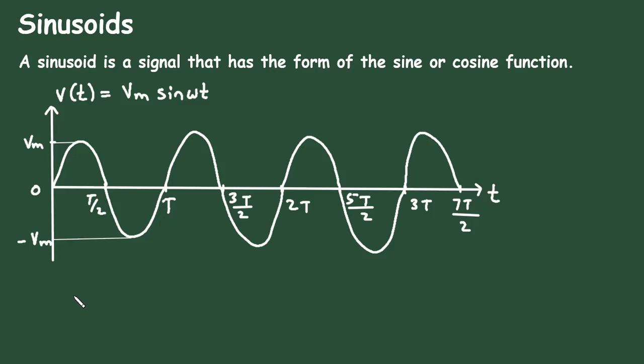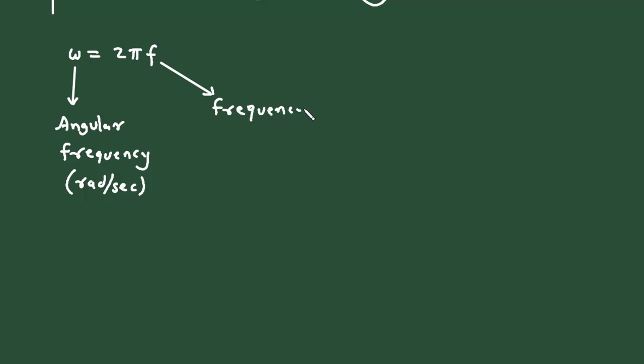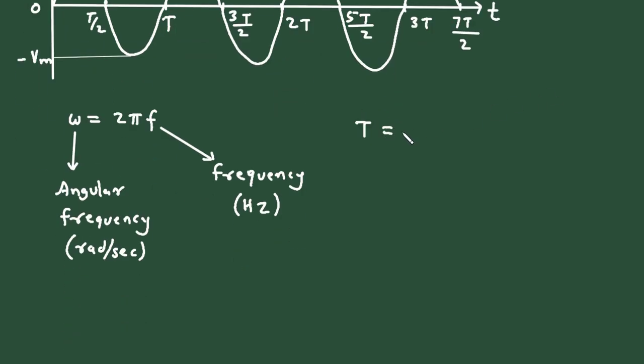Now, we know that omega is equal to 2 pi f, where omega is the angular frequency in radian per second, and f is the frequency, and its unit is hertz or cycles per second. Also, we know that time period T is equal to 1 upon f, where T is the time period, and f is the frequency again.